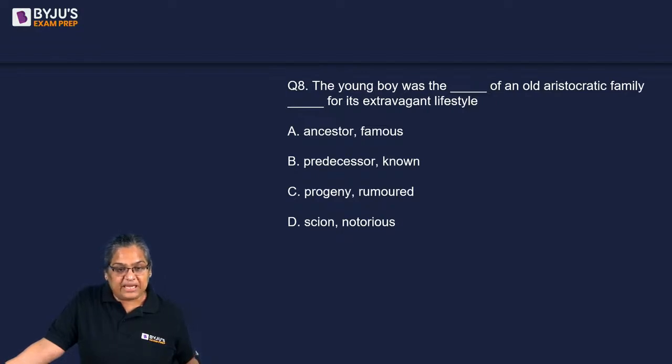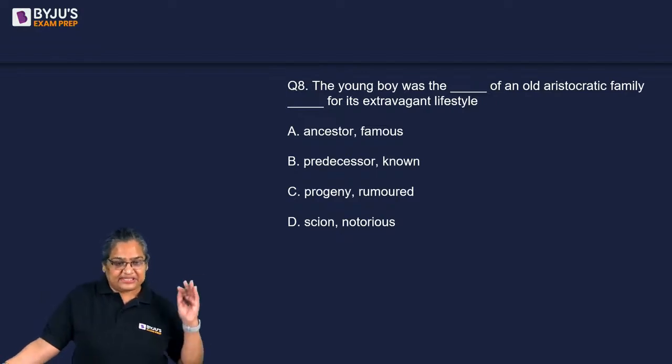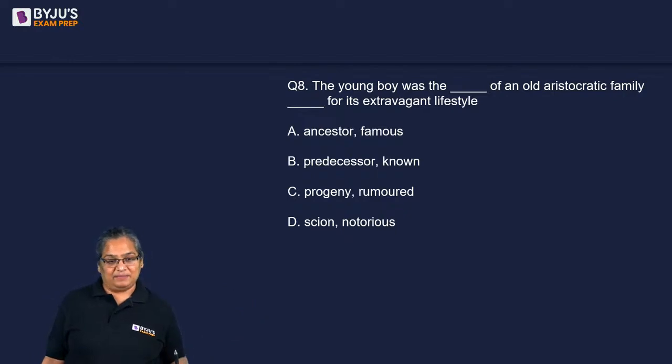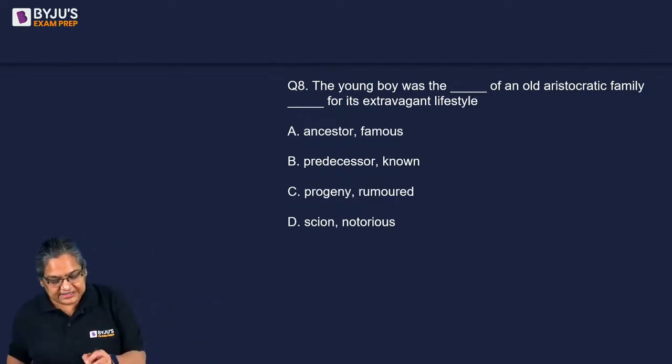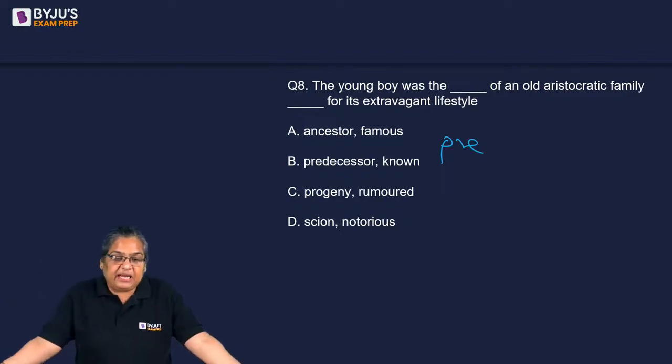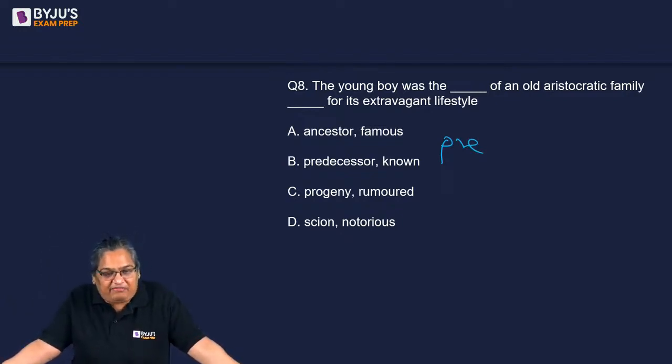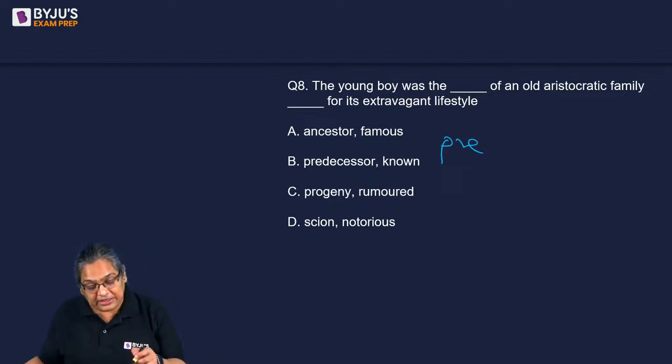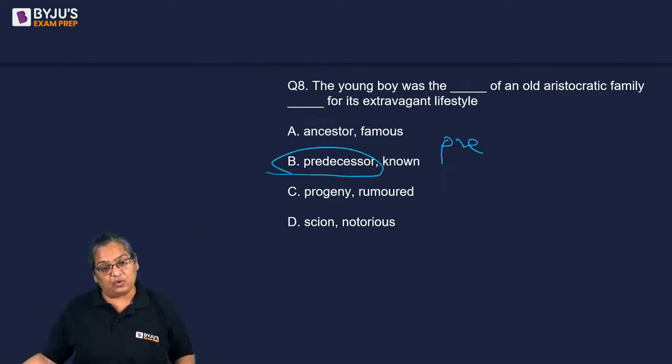Alright, I have two answers for B, one for D. Alright, most seem to say B. What does the prefix pre mean? Something precedes, predecessor, precedent. What does the prefix pre mean? Why is it called a prefix? Predetermined, known beforehand. Precedent, an example. Predecessor is somebody who comes before you. So how can the young boy be the predecessor of an old aristocratic family?